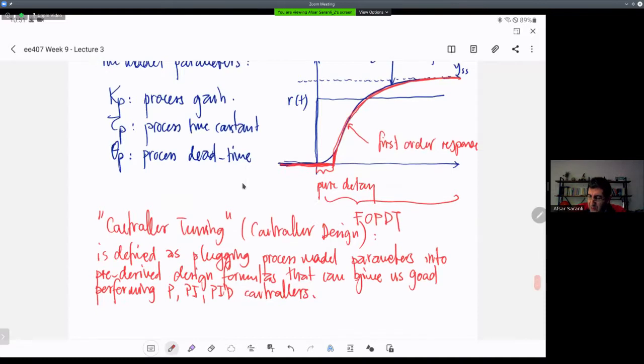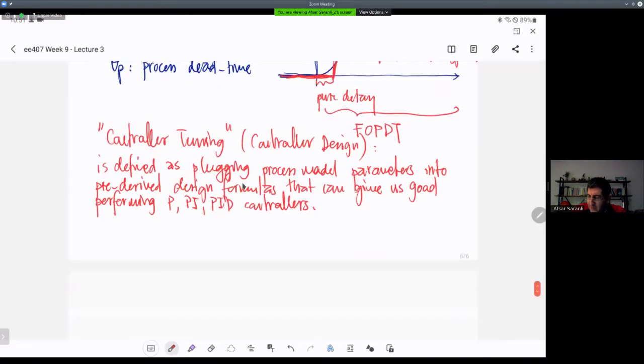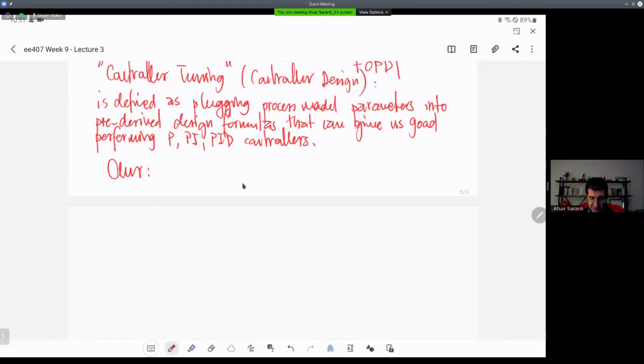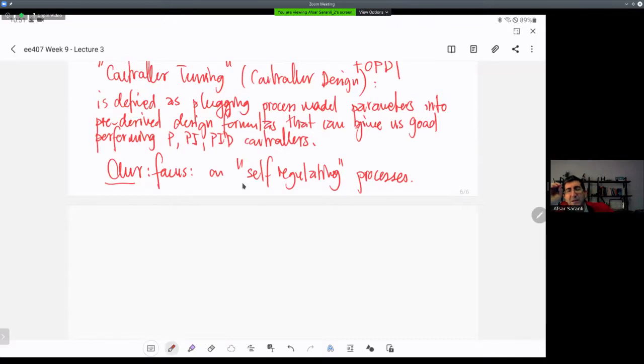Our focus right now is still on self-regulating or non-integrating self-regulating processes. Okay, so we are basically discussing processes that if you apply a step input, you will observe a response that's going to converge into a steady state value. Okay?